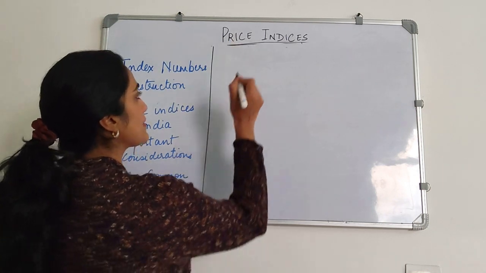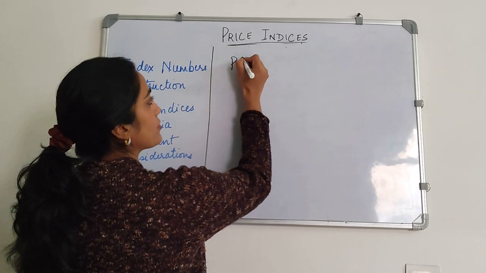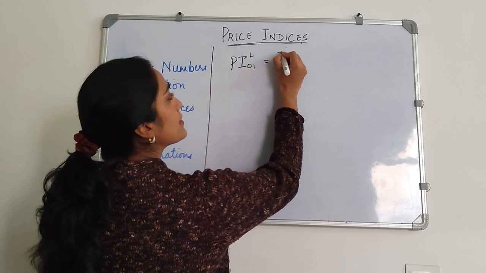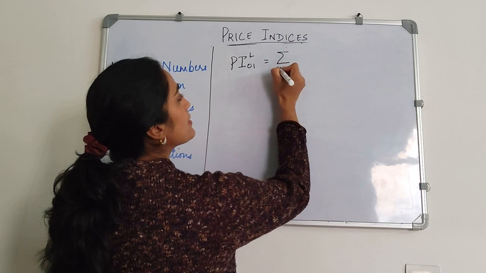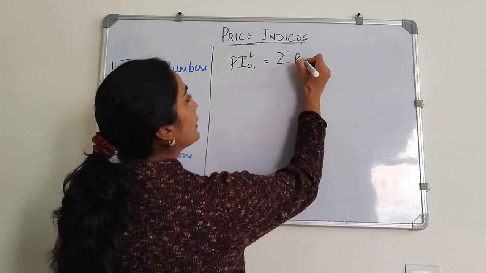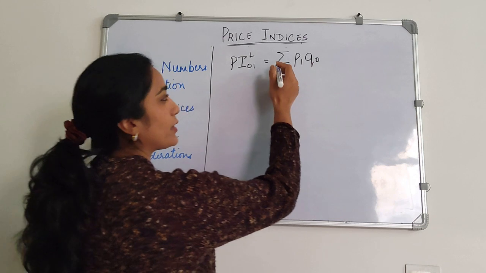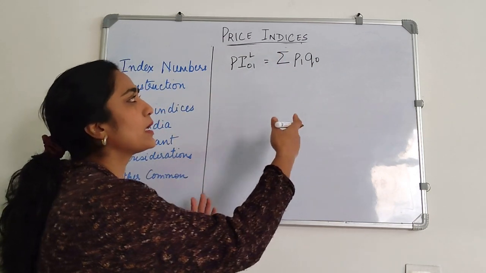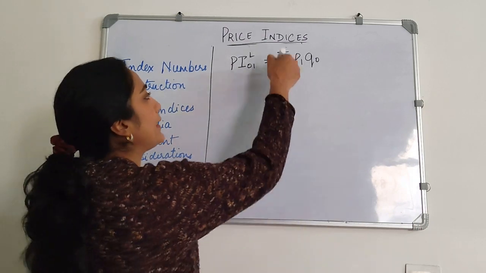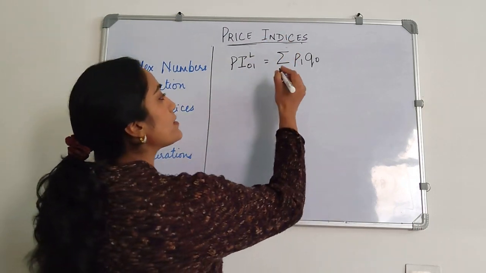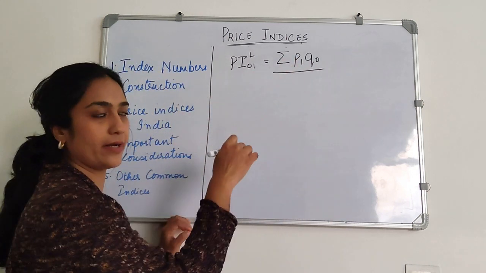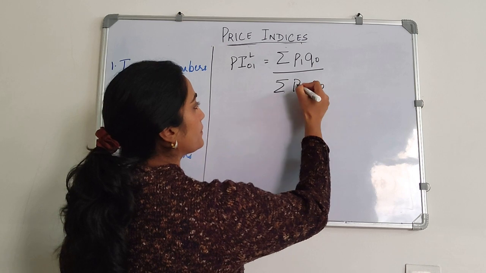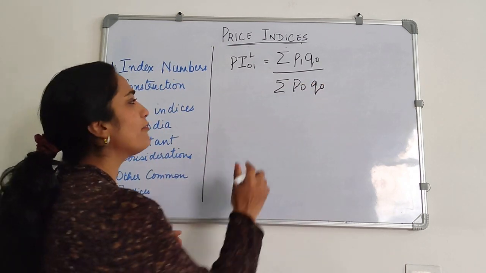So what we have is the last year's index, and this is the formula. We have sigma P1 Q0 over sigma P0 Q0. I'm not mentioning the runner from here because we're just manipulating the common formula. It can be any number, that doesn't matter right now. So this is the formula that we have.